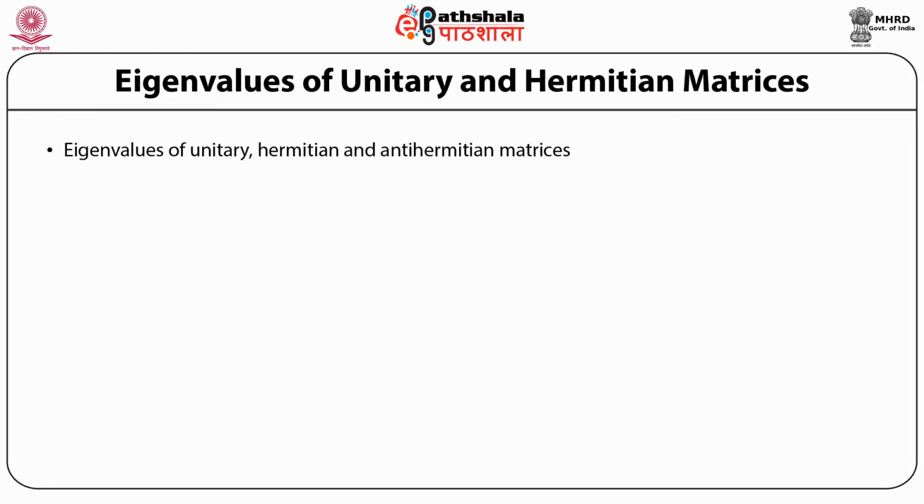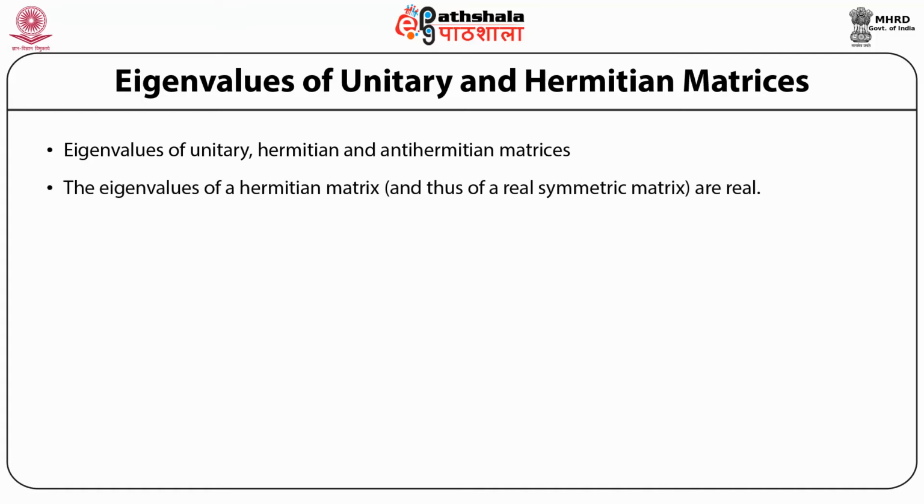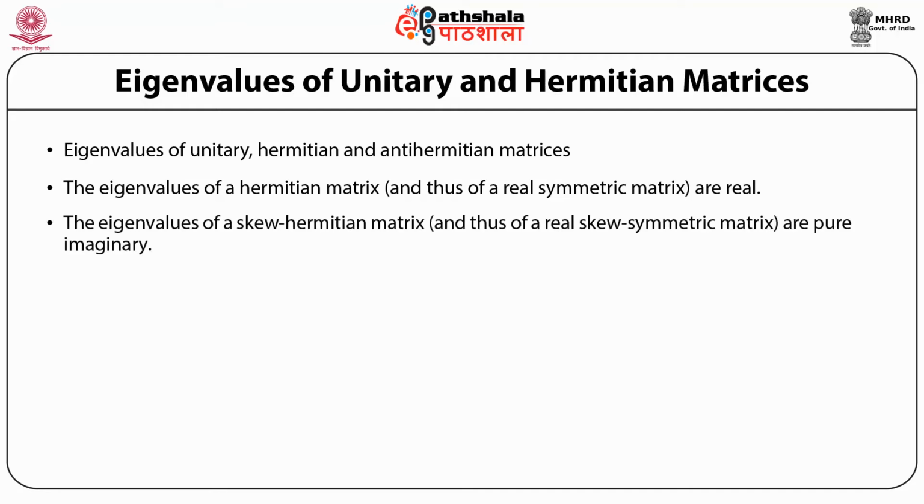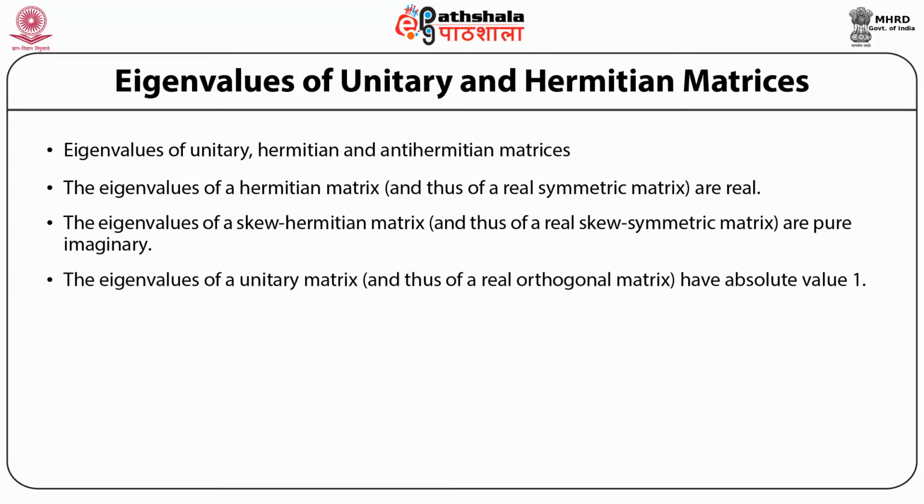We next take up the eigenvalues of unitary, Hermitian and anti-Hermitian matrices. First, the eigenvalues of a Hermitian matrix and thus of a real symmetric matrix are always real. Second, the eigenvalues of a skew Hermitian matrix and thus of a real skew symmetric matrix are pure imaginary. Third, the eigenvalues of a unitary matrix and thus of a real orthogonal matrix have absolute value 1. Let us prove them one by one.